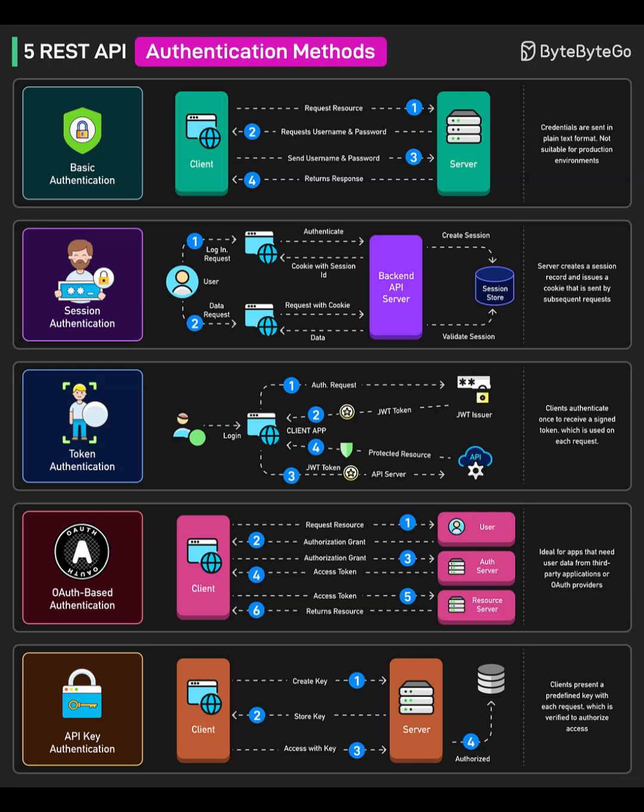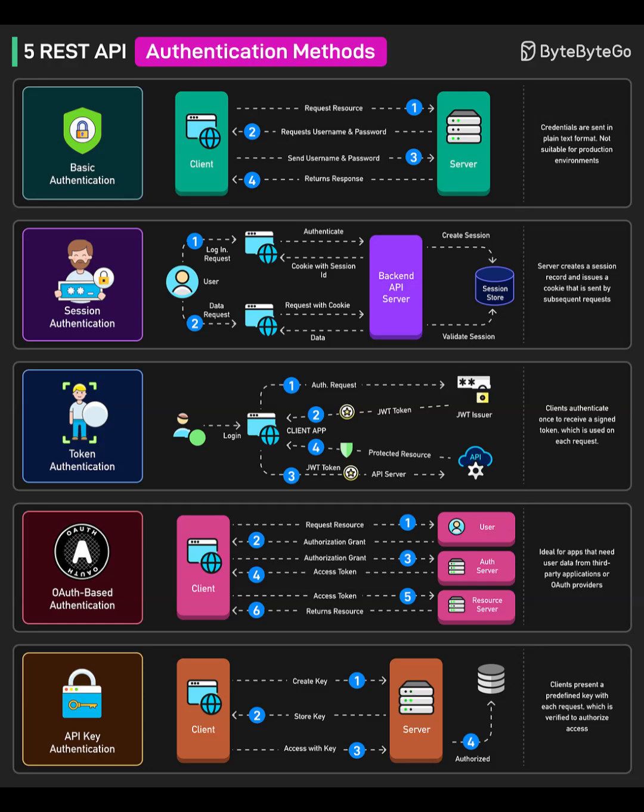OAuth-based authentication. The fourth pattern is OAuth-based authentication, which is really an authorization framework used when a client needs access to resources on behalf of a user, such as logging in with Google or GitHub. The flow involves redirecting the user to an authorization server, getting an authorization grant, exchanging it for an access token, and then using that token to call a resource server.